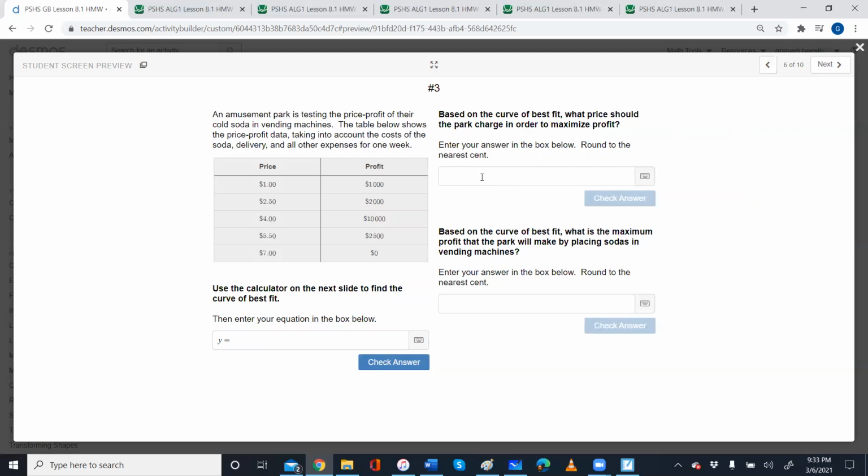It also does say round to the nearest cent. So if you don't quite get the right answer, just try adjusting those cents, like adding on 1 or taking away 1, just to make sure that you get the right answer.